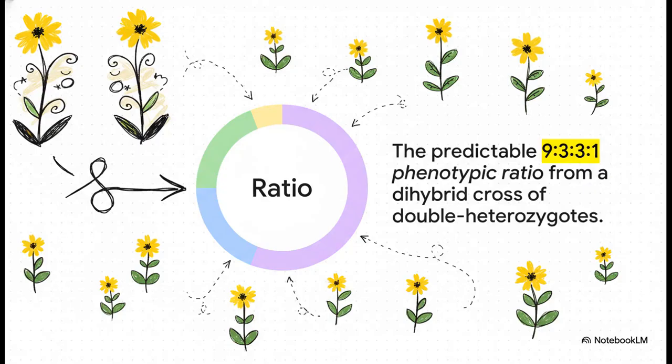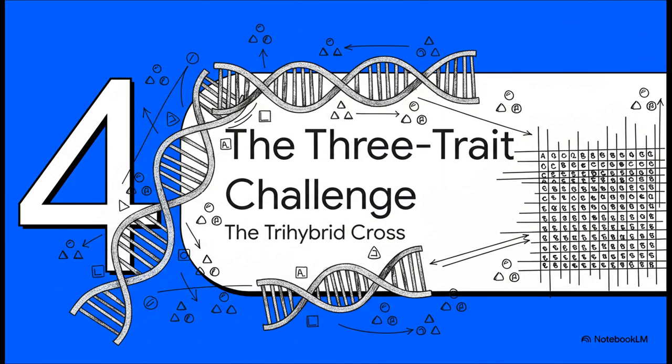And here's the beautiful result of all that complexity. When you cross two parents that are heterozygous for both traits, this predictable 9:3:3:1 ratio always pops out. You'll get 9 offspring with both dominant traits, 3 with the first dominant and second recessive, 3 with the opposite, and just 1 lonely offspring showing both recessive traits. It's like clockwork. So, you know what's coming next, right?